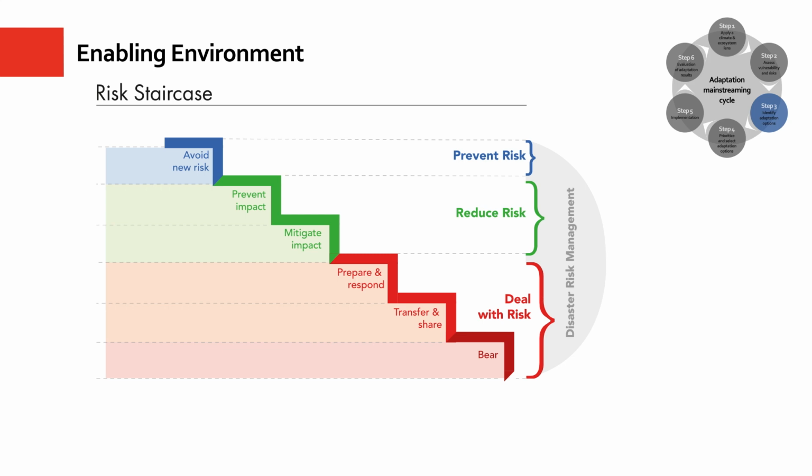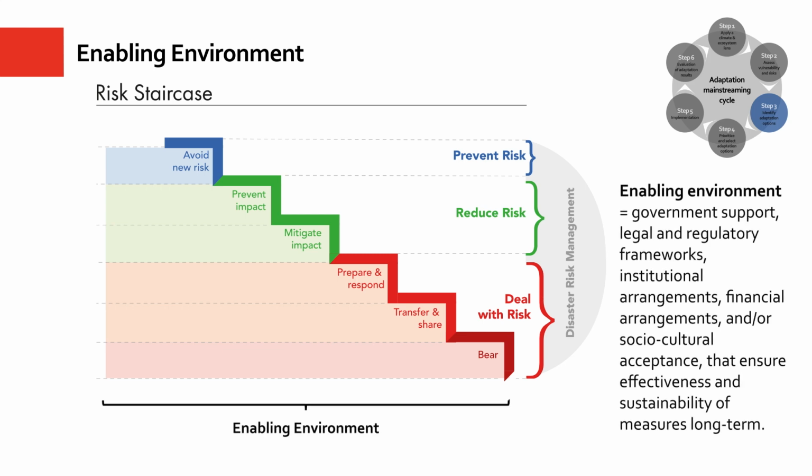We have now looked at all the steps of the staircase, but there is one additional decisive factor: the enabling environment. This can mean government support, legal and regulatory frameworks, institutional or financial arrangements, or socio-cultural acceptance. If these are not favorable for the measures taken, they may not be effective in the long term. It is important to keep the enabling environment in mind when prioritizing measures to ensure that they have a chance to be effective for a long time. This is what we are going to look into next.